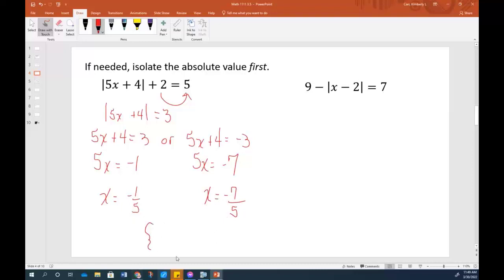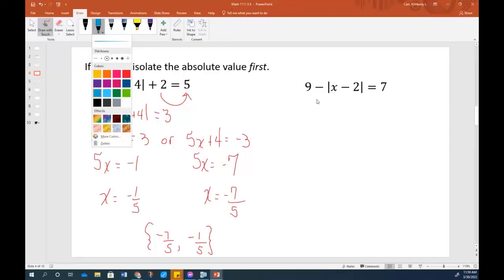So my two answers. Now, I am not certain right here, but I do know sometimes on the homework they ask you to list your answers from least to greatest. So make sure you read those instructions carefully. I did that here, but I did not do that on the other one. But if they want you to list the answers from least to greatest, make sure you pay attention to that.